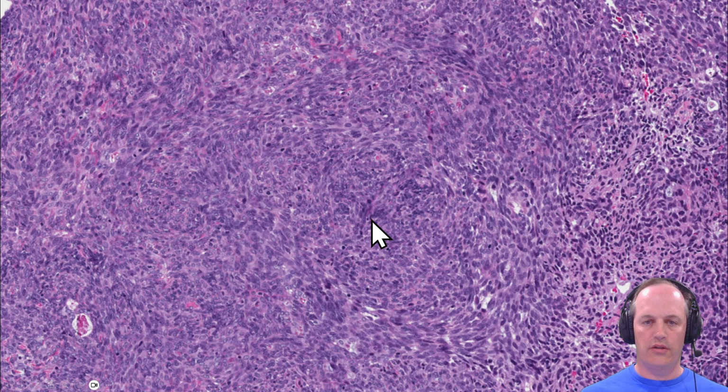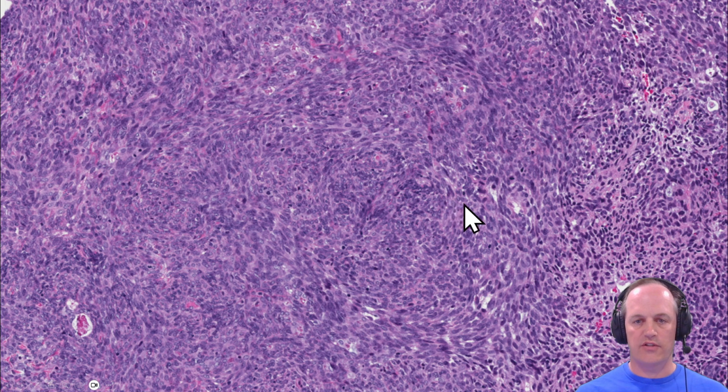At higher power, this is going to have a really characteristic pattern of this kind of whorled, short curved fascicles. And we have a really nice name for that in pathology. We call that storiform. So you have these short fascicles that are curved and intersecting. They kind of look like a pinwheel.